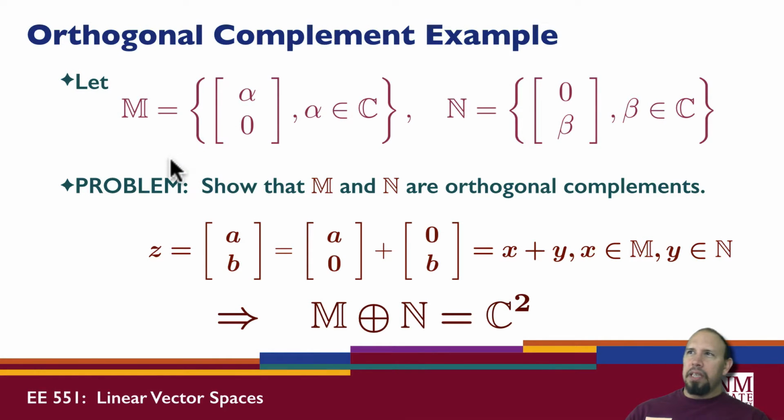All right. Orthogonal complements. Let's talk about orthogonal complements. Let M be the space of vectors that look like this, where alpha is a complex value. So this is the set of all vectors that look like this: I have a complex value and 0. Let N be the space of all vectors like this, where I have 0 and a complex value. So the problem is to show that M and N are orthogonal complements.